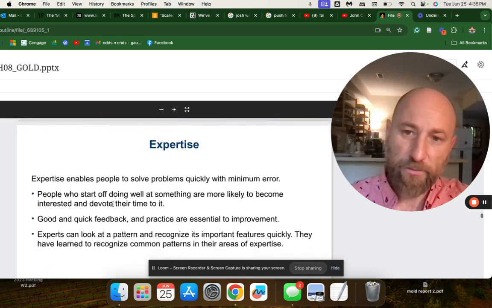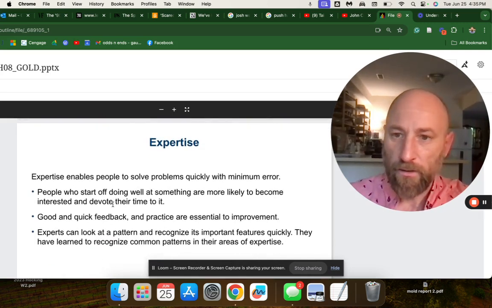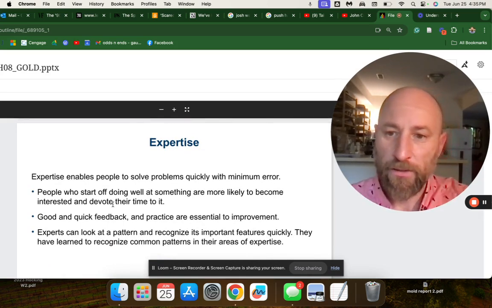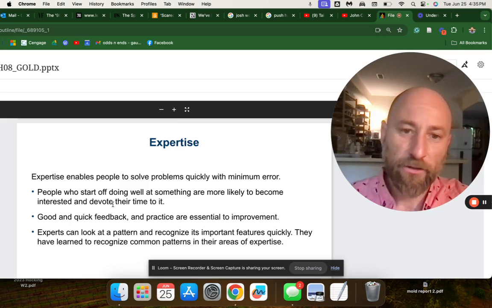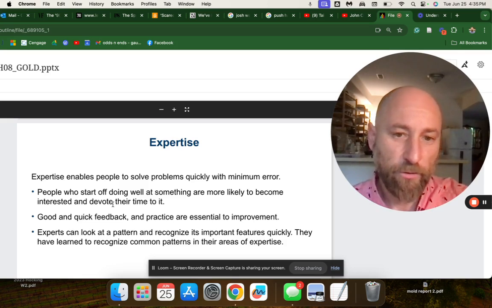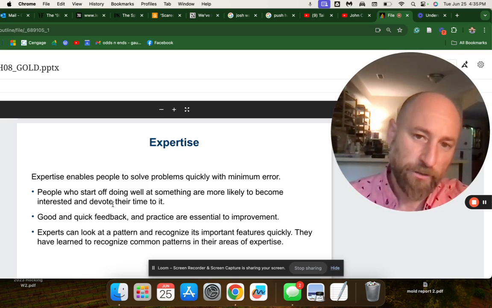Okay, expertise. Expertise enables people to solve problems quickly with minimum error. People who start off doing well at something are more likely to become interested and devote their time to it. Good and quick feedback and practice are essential to improvement. Experts can look at a pattern and recognize its important features very quickly. They've learned to recognize common patterns in their area of expertise.